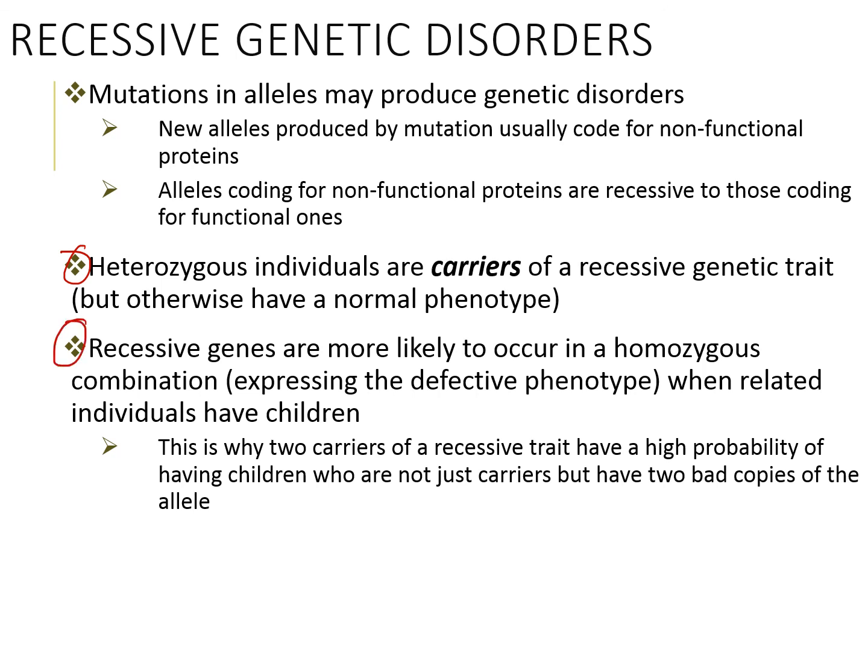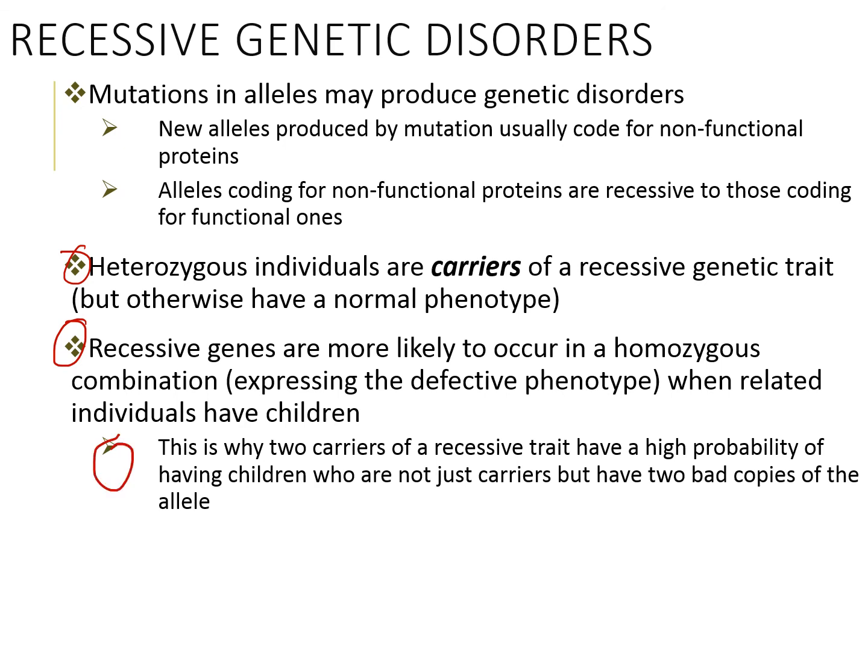Recessive genes are more likely to occur in a homozygous combination expressing the defective phenotype when related individuals have children. That's called inbreeding. Generally doesn't happen in Homo sapiens, does happen in other animals. Black bears, for example, they cannot recognize their mother when they grow up, can't recognize their father when they grow up, and that's one of the reasons why they are genetically basically programmed, the males that is, to run off, to run far away and seek new territory.